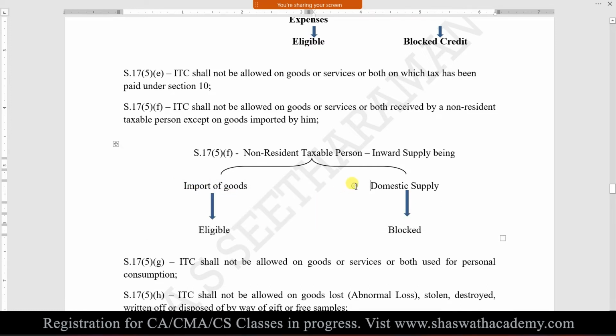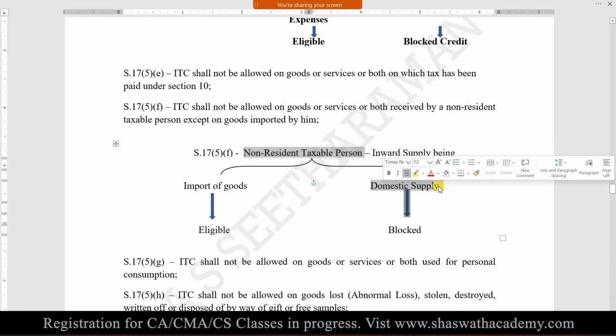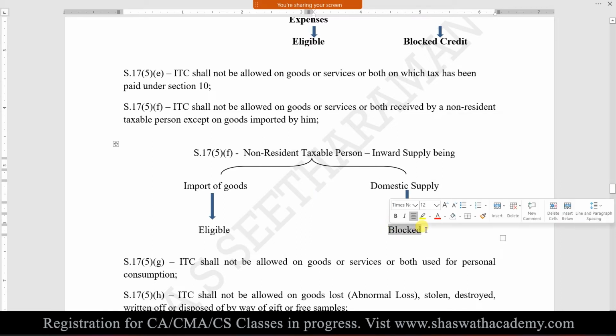Whereas in the domestic case, these are non-resident taxable persons. Domestic procurements. Their registration itself is valid only for a period of 90 days. After 90 days, is it possible for me to go and check them and catch them if they have wrongly availed the credit?